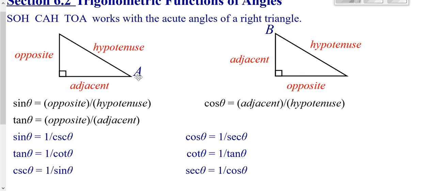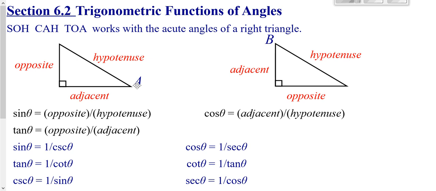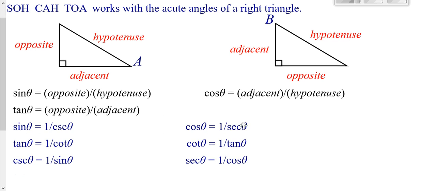So if this happens to be our angle right here, A, then our opposite is over here, other side of the triangle. Adjacent means it's got to be next to your angle. And then hypotenuse is always opposite your right angle. If this were to happen to be your angle you were dealing with, well then your opposite is the other side of your triangle, adjacent is your side that's next to your angle, your leg, and then your hypotenuse is still here.